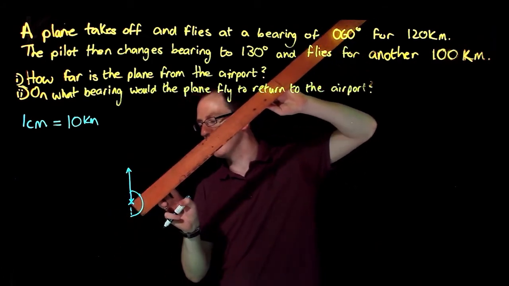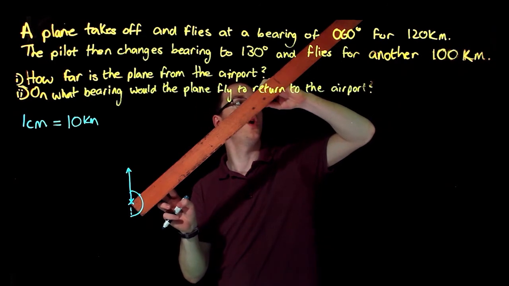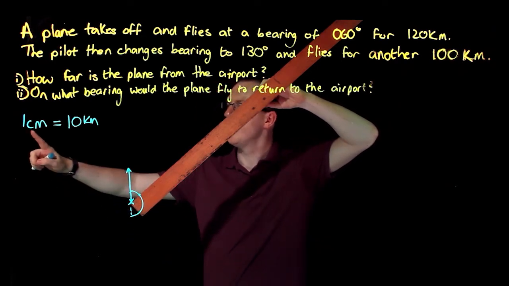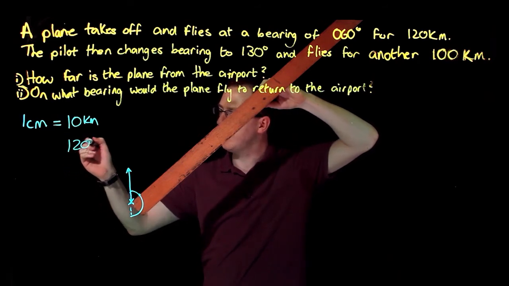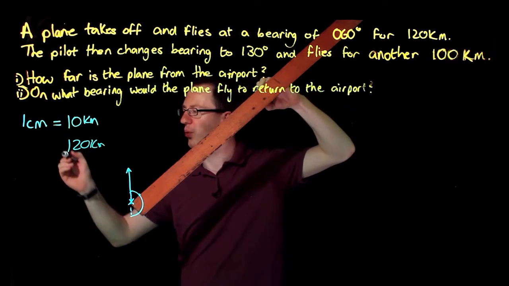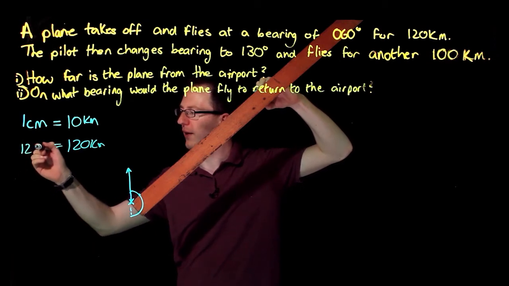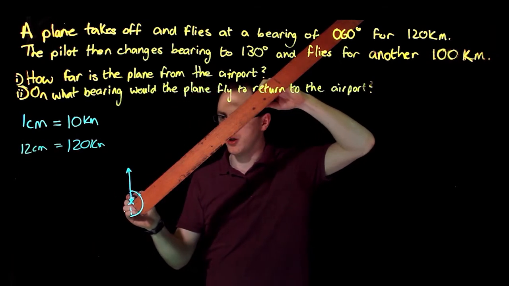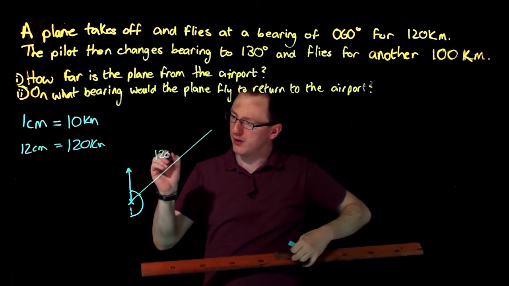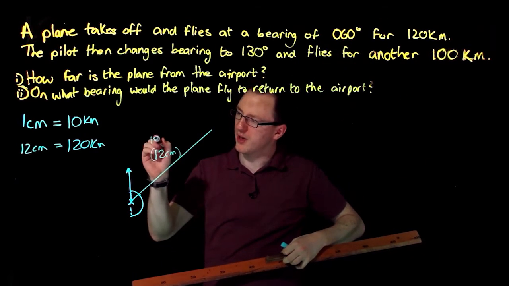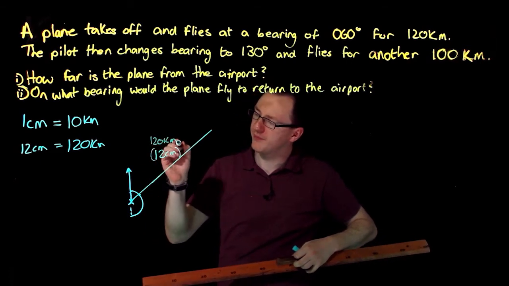I'm going to go in that direction for 120 kilometers. So if 1 centimeter is 10 kilometers, then for 120 kilometers I multiply by 12, so that's going to be 12 centimeters. I'm going to draw 12 centimeters on here, which is 120 kilometers.